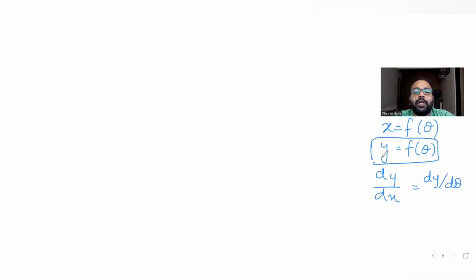To build up the summary, we'll talk about this. Whenever you have x as a function of something, let's say theta, and y is again a function of theta, and you want to find dy by dx, how do you find that? You find dy by d theta, meaning you are finding the derivative of y with respect to theta. Also, you find the derivative of x with respect to theta. And then you divide both of them to get the derivative of y with respect to x. I hope you are very clear with this now.